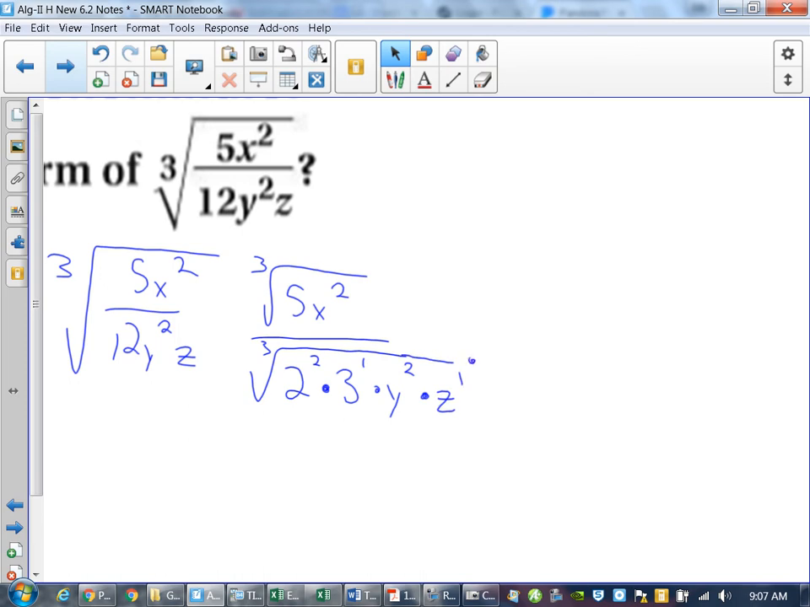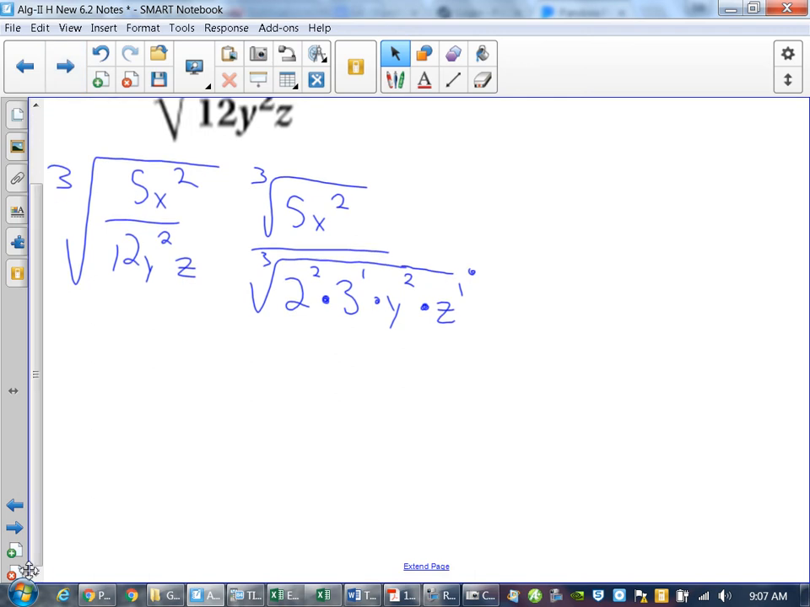What I need to do is multiply it by something. All I did there was break it into primes with exponents. I want to multiply it by values that make all those exponents 3. Using your properties of exponents, when you have the same base and you're multiplying, you add your exponents. So all I would have to do here is multiply this one by a single 2, 2 3s, 1 y, and 2 z's.